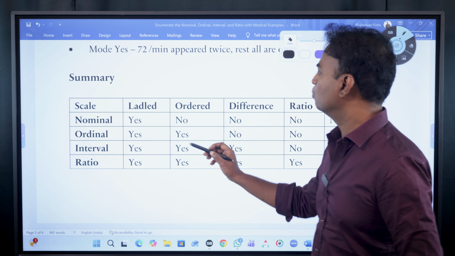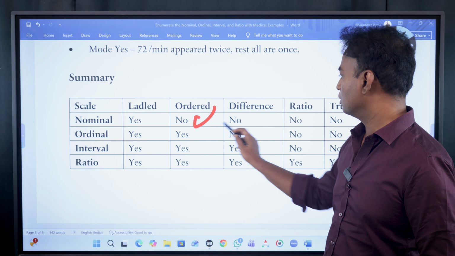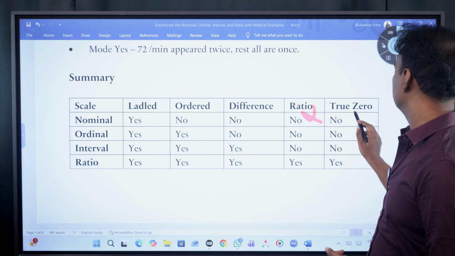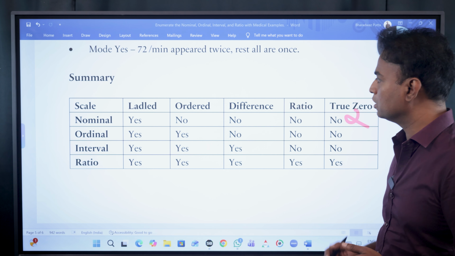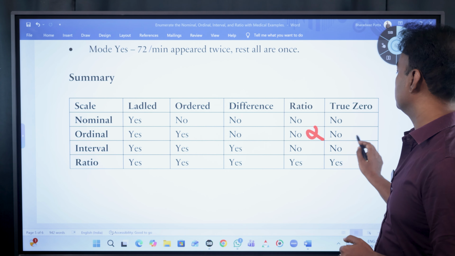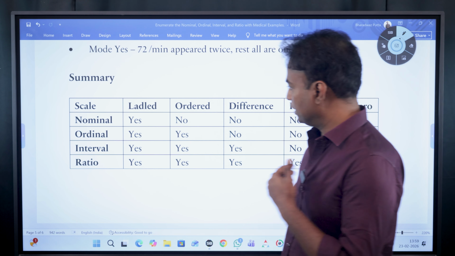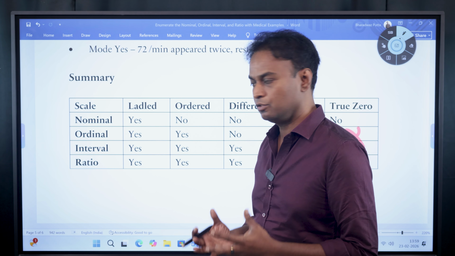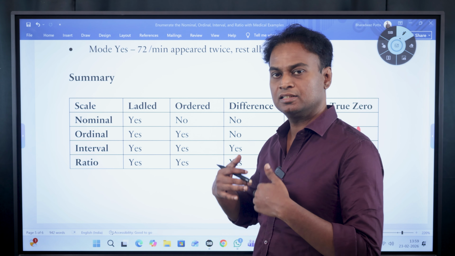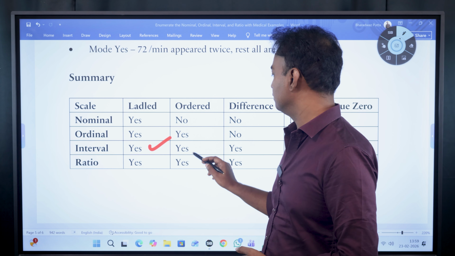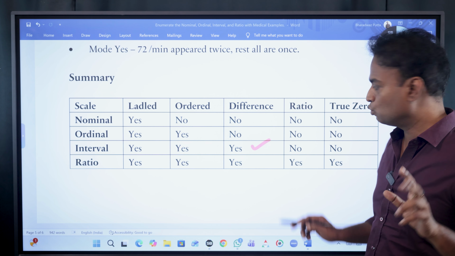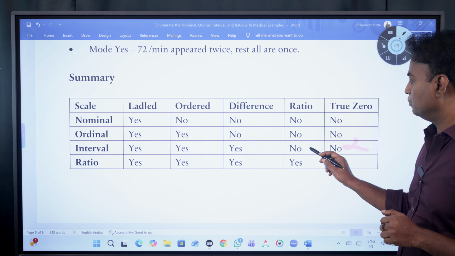If it is a nominal scale, only labeling is possible. You cannot order it, you cannot find the difference, you cannot find the ratio, there is no true zero. When the data comes under ordinal scale, you can label it, you can order it, but you cannot find the difference, you cannot find the ratio, there is no true zero. If the data comes under interval scale, you can perform mathematical and statistical analysis on it. It can be labeled, ordered, the difference can be found, but as there is no true zero, you cannot find the ratio.